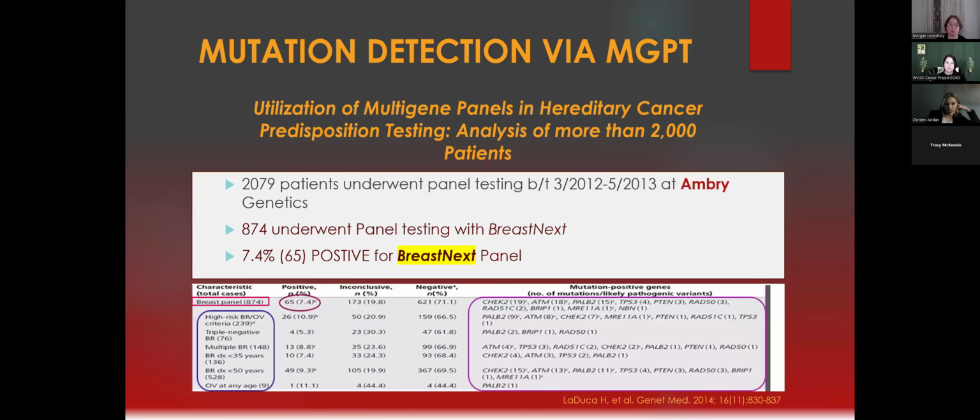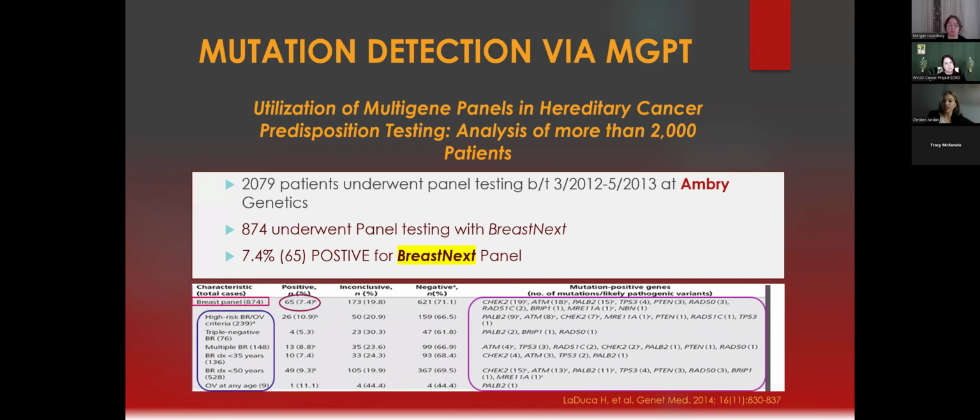Another study out of Ambry Genetics was looking at data between 2012 and 2013. Ambry was doing panel testing for a number of years at that point, and they looked at 874 patients that specifically underwent panel testing with BreastNext. These were patients that previously had been tested at Myriad and were BRCA negative. All of these patients had either a diagnosis of breast cancer or ovarian cancer.